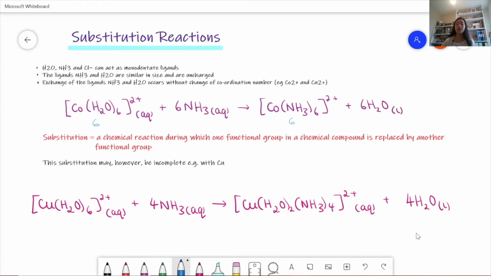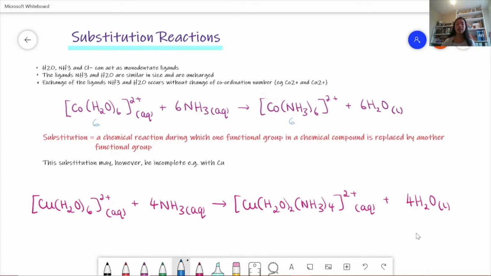So the definition of substitution is a chemical reaction where one functional group in a chemical compound is replaced by another functional group. So in the example that we saw before, all the waters are being replaced by ammonia. So ammonia is substituting water. However, the substitution may be incomplete.